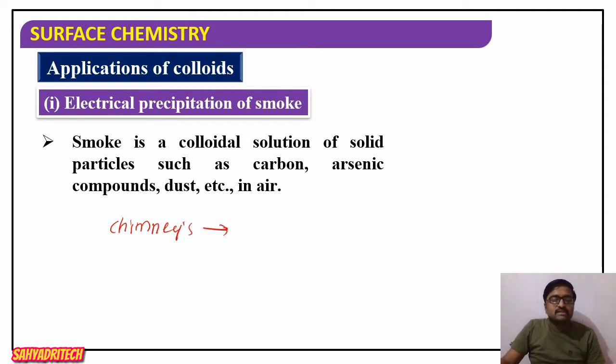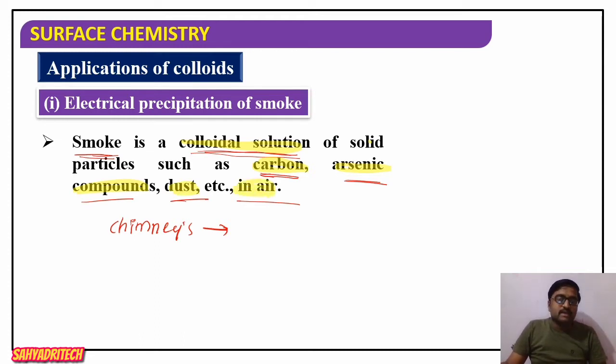The exhaust gas, or the gases which come out of the chimneys, contain smoke particles. What is smoke actually? Smoke is a colloidal solution of solid particles. What is present in the smoke? It contains charged particles like carbon, arsenic compounds, dust, etc. Please remember, smoke is a colloidal solution of solid particles such as carbon, arsenic compounds, and dust particles present in air.